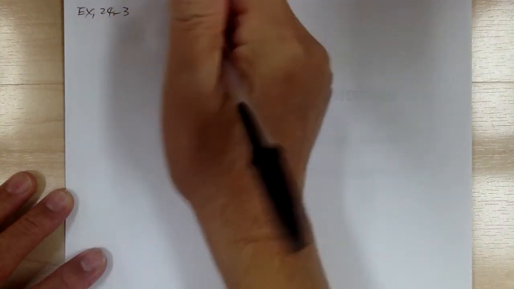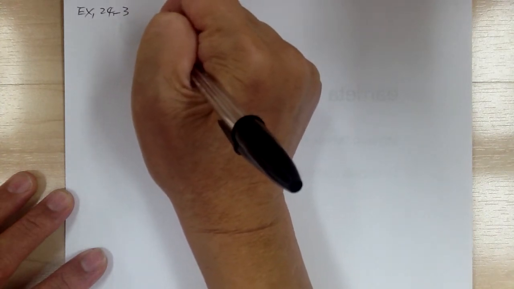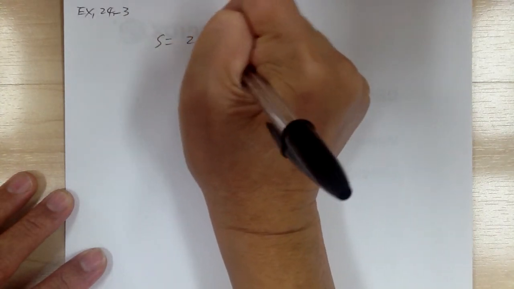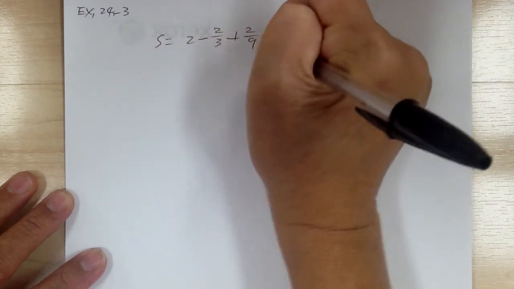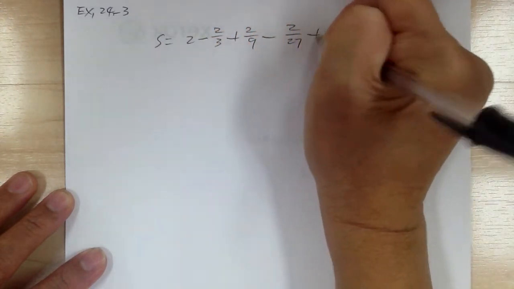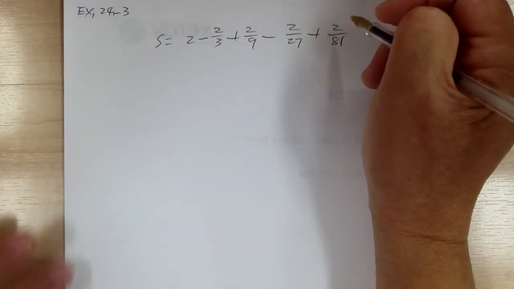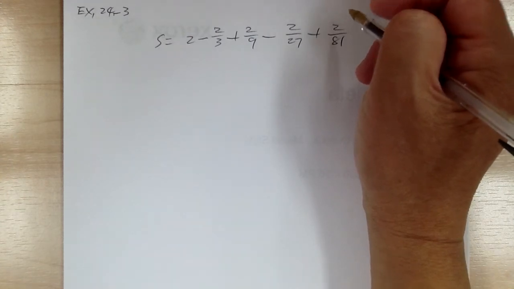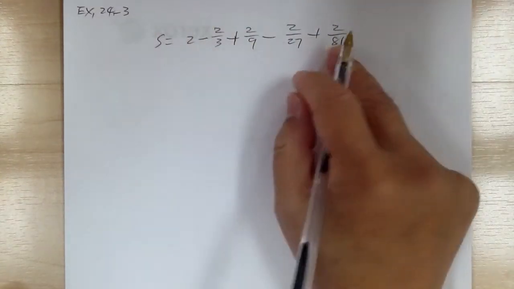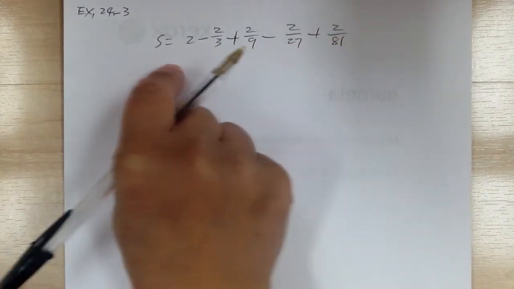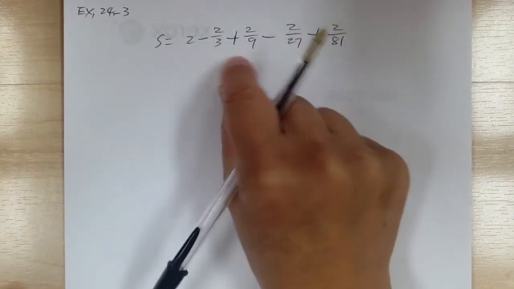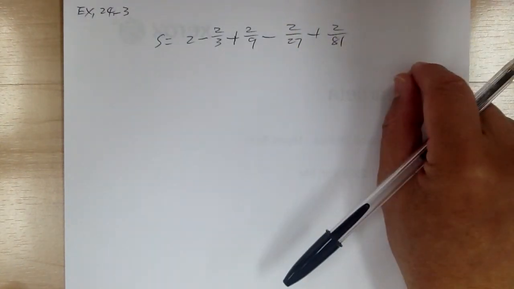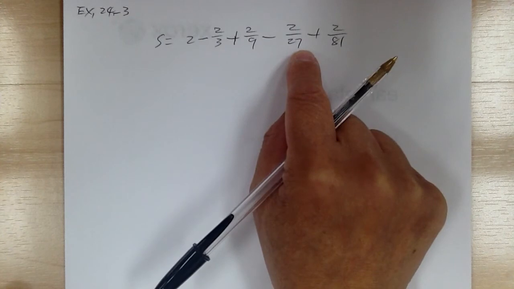Okay, page 280. Let's do example 24-3. Let's find the sum S equal to 2 minus 2/3 plus 2/9 minus 2/27 plus 2/81. There are a couple of ways we can do this. One way is to go straight directly. The other is to separate the plus terms as one series and the subtraction terms as another series. But this one is not too difficult, so we can keep it straight.